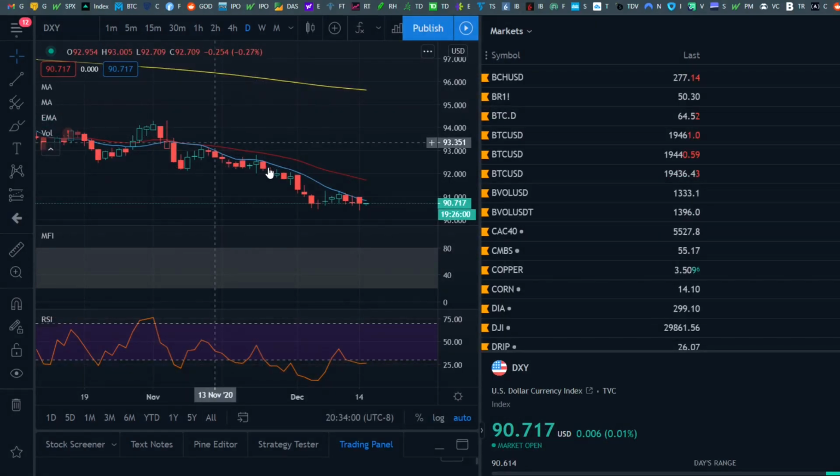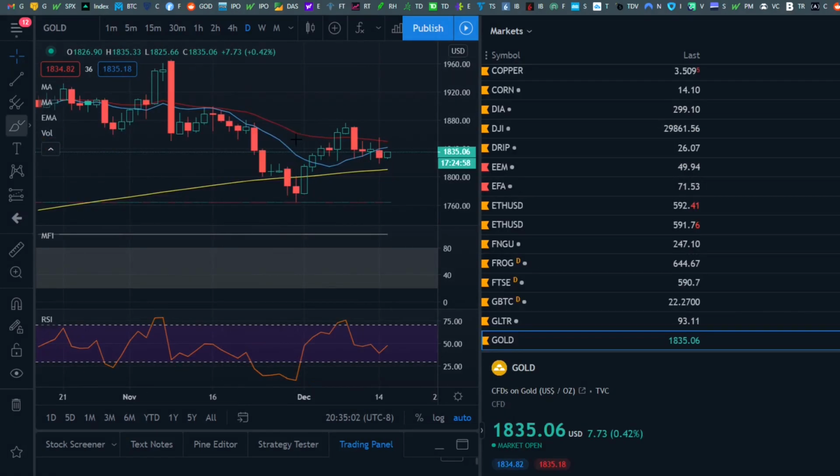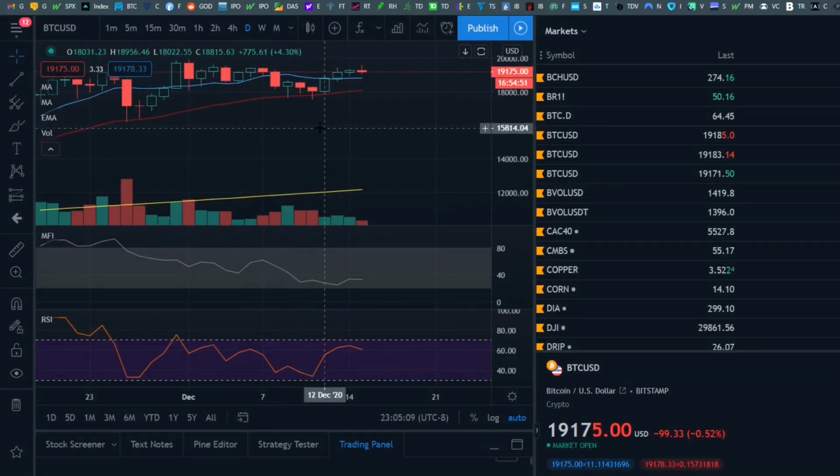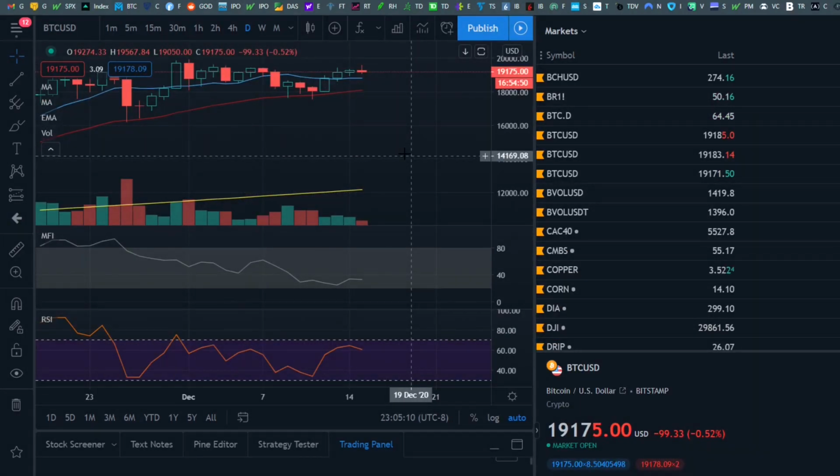DXY is the US dollar index of the value of the United States dollar relative to a basket of foreign currencies. Gold is the symbol of the market price for 1 ounce of gold that it will be currently trading or selling for without any fees associated with it. And BTC, the symbol of Bitcoin, a decentralized blockchain technology or cryptocurrency that utilizes an open public ledger.